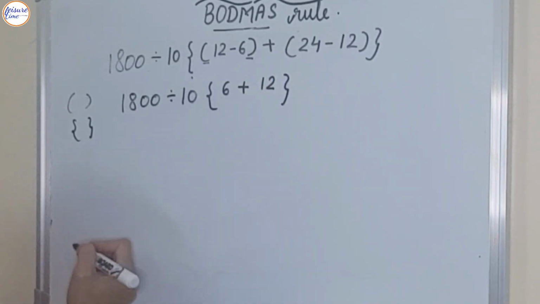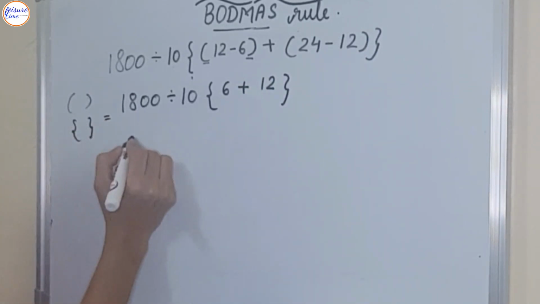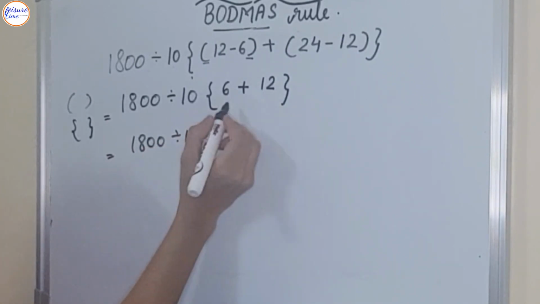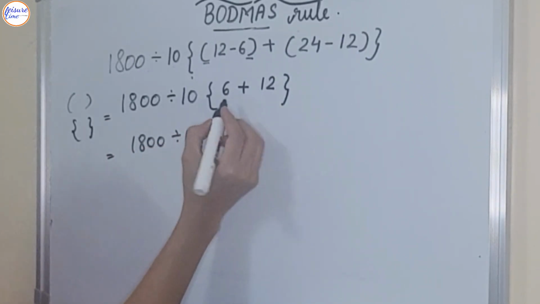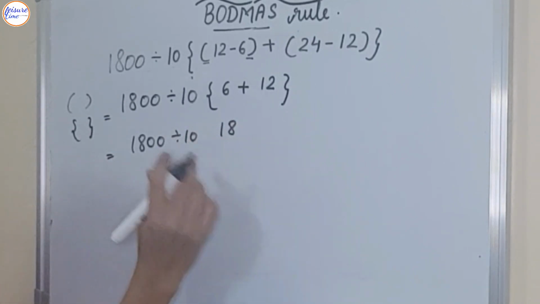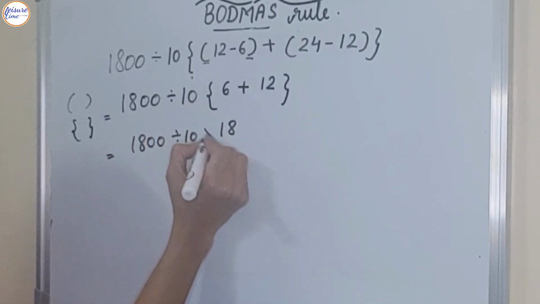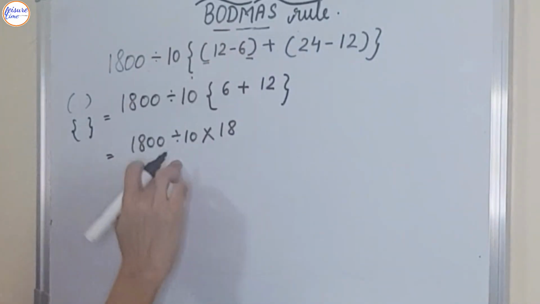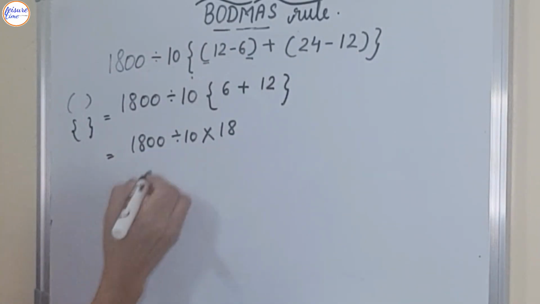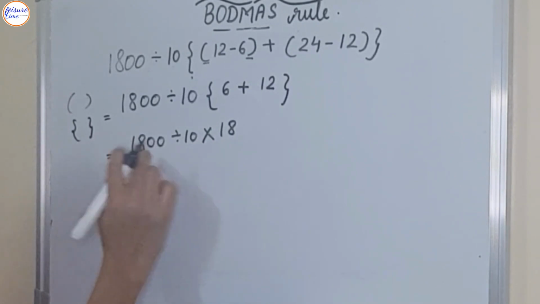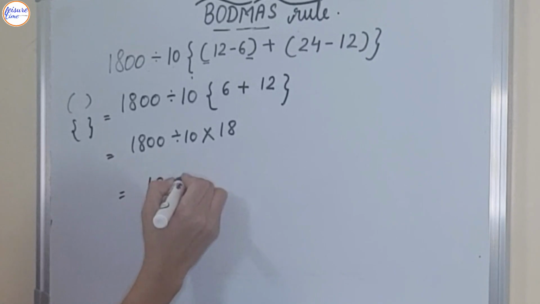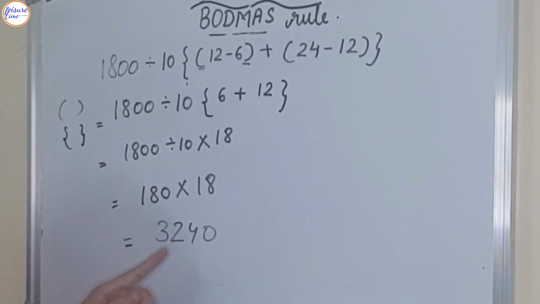Now this bracket, the curly bracket. Now 1800 divided by 10, what is this? 12 plus 6, 18. And what does this mean? Multiplication. So according to the rule, first we will divide and then we will multiply. 1800 divided by 10 is equal to 180. Now multiply by 18. So the answer is 3240.